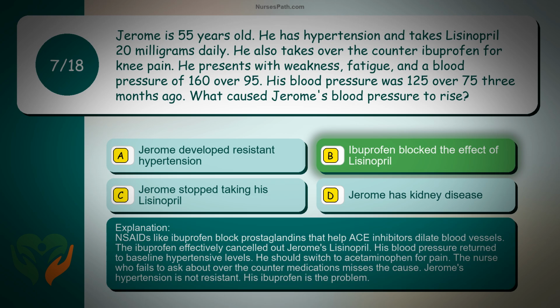NSAIDs like ibuprofen block prostaglandins that help ACE inhibitors dilate blood vessels. The ibuprofen effectively cancelled out Jerome's lisinopril. His blood pressure returned to baseline hypertensive levels. He should switch to acetaminophen for pain. The nurse who fails to ask about over-the-counter medications misses the cause. Jerome's hypertension is not resistant. His ibuprofen is the problem.